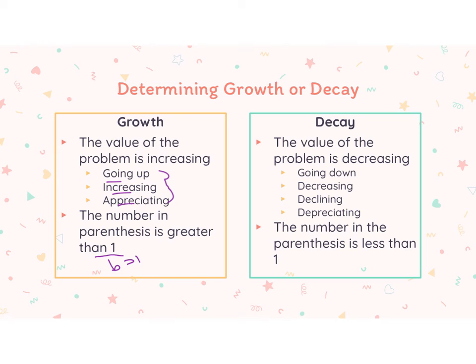Remember back to the very beginning of our exponential unit, we had a standard exponential equation of y equals a times b to the x. B is the rate of change. So if your rate of change is greater than 1, then it's a growth thing. Now, over in decay, if you read words like going down, decreasing, declining, depreciating, all of those things mean decay. And then the other thing you can look at is the number inside the parentheses is less than 1. So B would be less than 1. Okay. So that's what we're going to use to determine here.